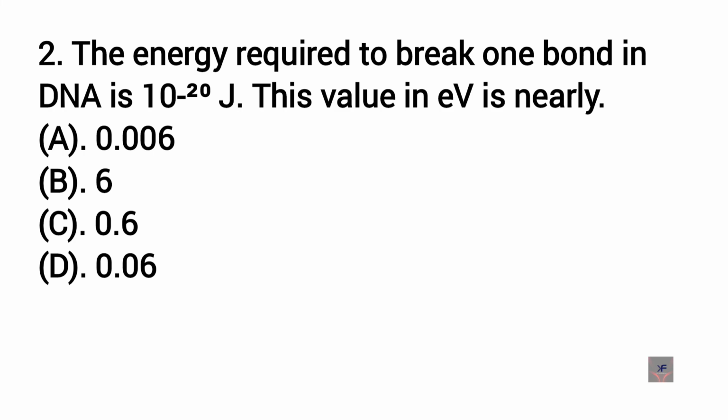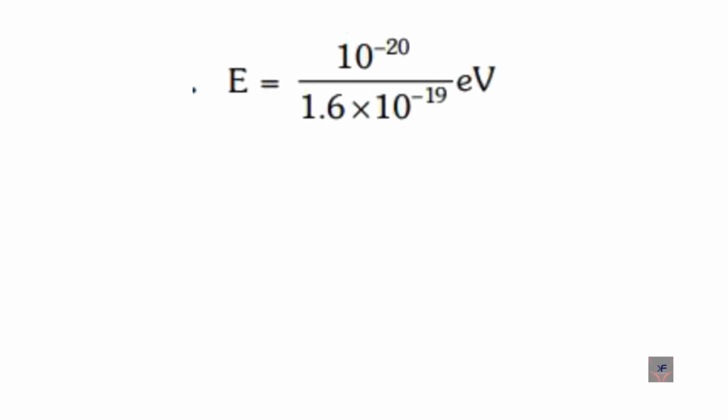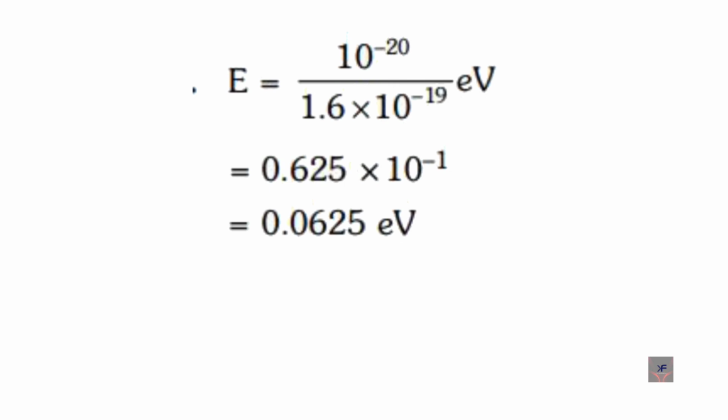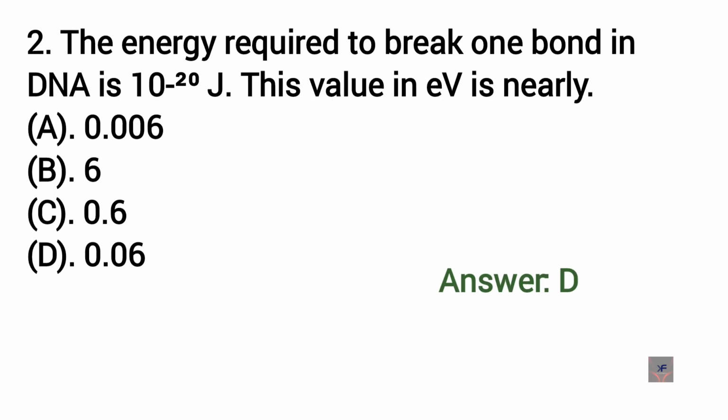Okay, let's proceed. Energy E equals 10 to the power minus 20 divided by the electron charge e, that is 1.6 into 10 to the power minus 19. When it is solved, the answer is 0.0625 electron volt, eV. So the correct option is D.